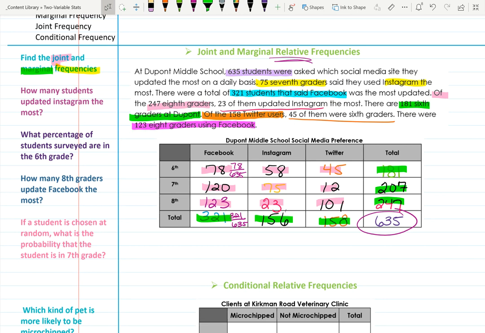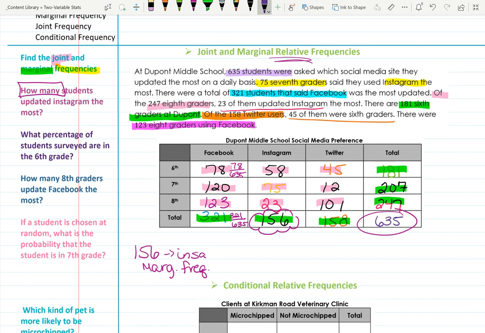So when we look at our first question, how many students updated Instagram the most? So again, keyword, how many? So I just want to know the number of students that updated Instagram the most. So how many updated Instagram the most? Our 156. Okay, so our 156 updated Insta the most, and that is a marginal frequency. It's just asking how many. It's not comparing it to anything.